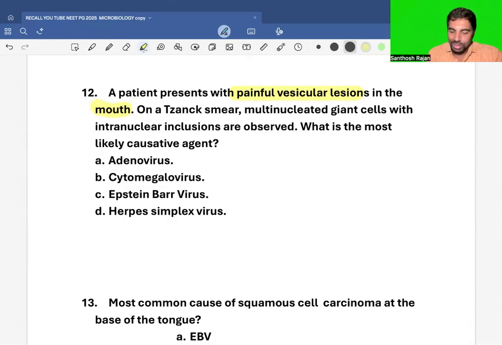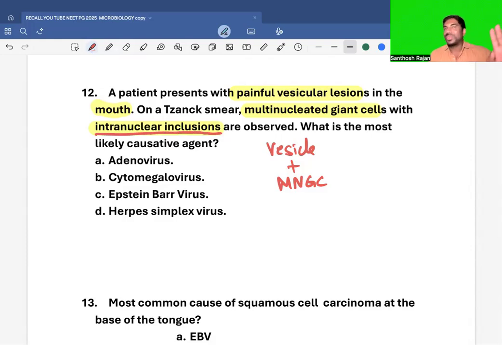Now again on smear, multinucleated giant cells (MNGC) with intranuclear inclusions were also seen. So vesicle, classic HSV. You have a vesicle and then a multinucleated giant cell. Even the intranuclear inclusion body is characteristic for herpes. The shortcut we remember, I'm not going to talk about that. This is more than enough for you to say it is a herpes simplex virus.